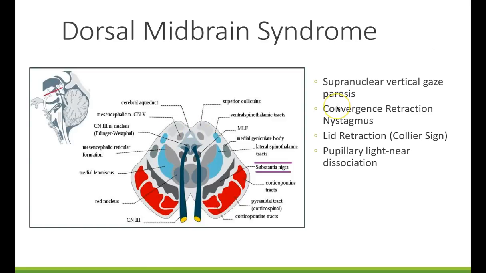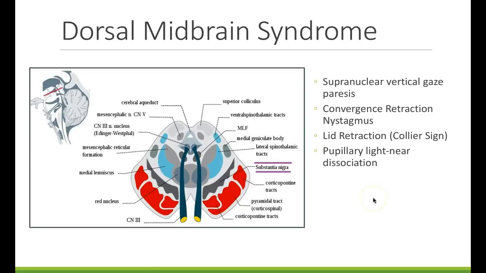The dorsal midbrain syndrome causes a supranuclear vertical gaze paresis from its effect on pathways going from the cranial 3 nucleus to the vertical gaze centers. They often have a convergence retraction nystagmus. They have lid retraction and pupillary light near dissociation due to effect of the crossing fibers over the cerebral aqueduct coming from the Edinger-Westphal nucleus.